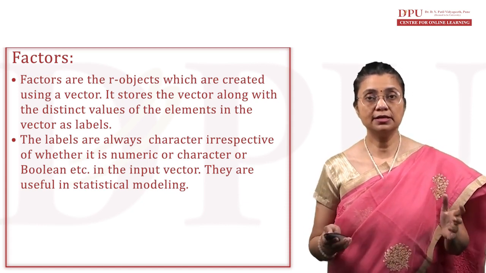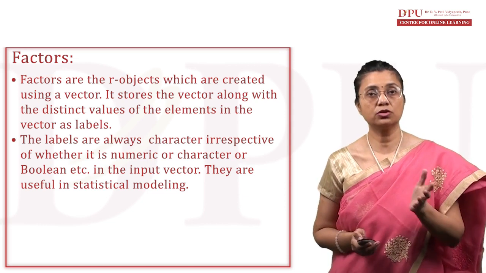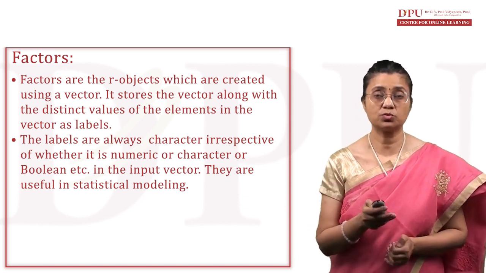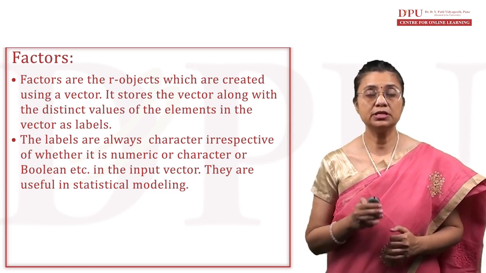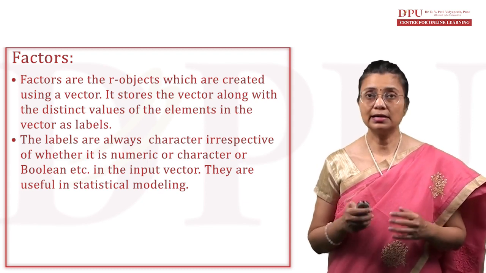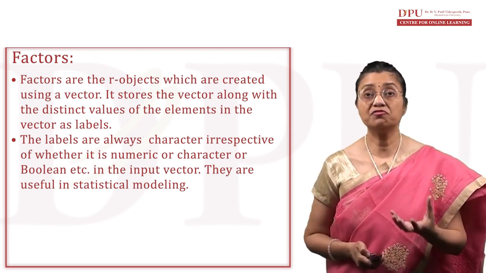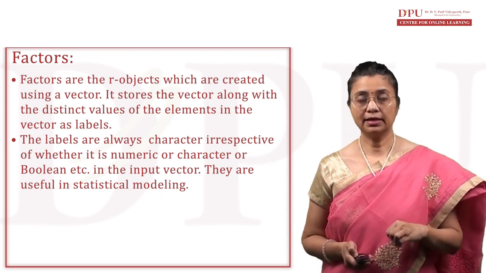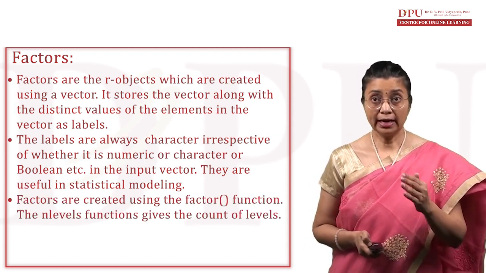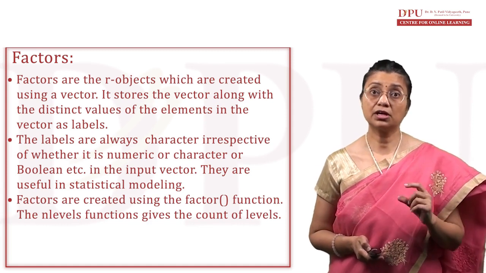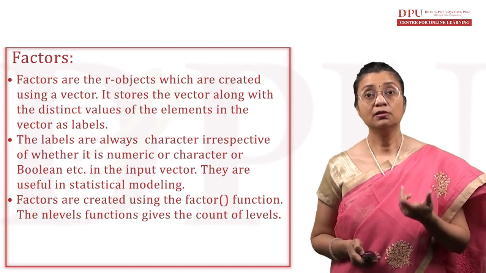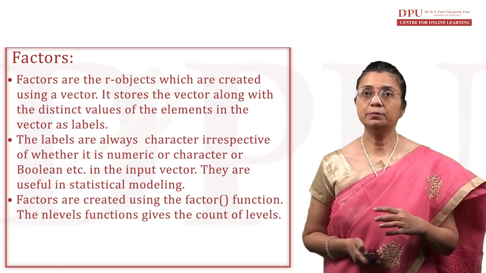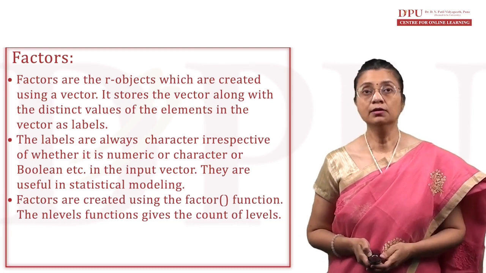For example, there is a list of zones and the data is like north, north, south, south, east, east, west, west. So basically the distinct values are east, west, north, south. In that case, I'll apply the factor function and find out the factors in the data. To find the factors in a data, I use the factor function. The nlevels function gives the count of the levels, that is, how many factors are available.